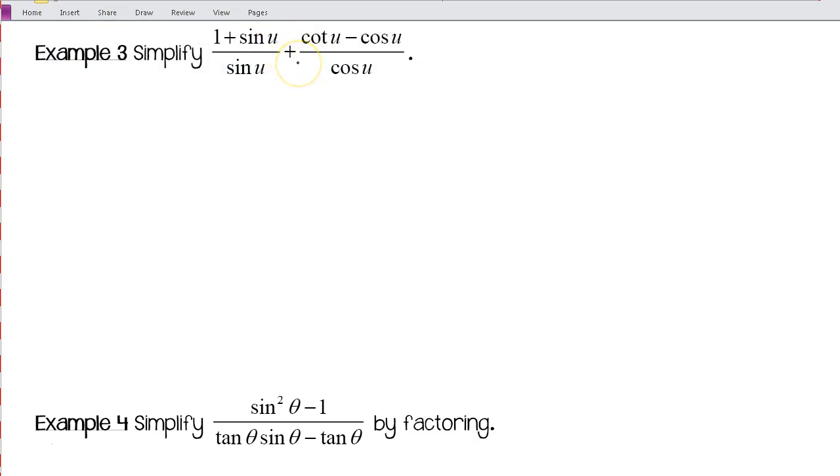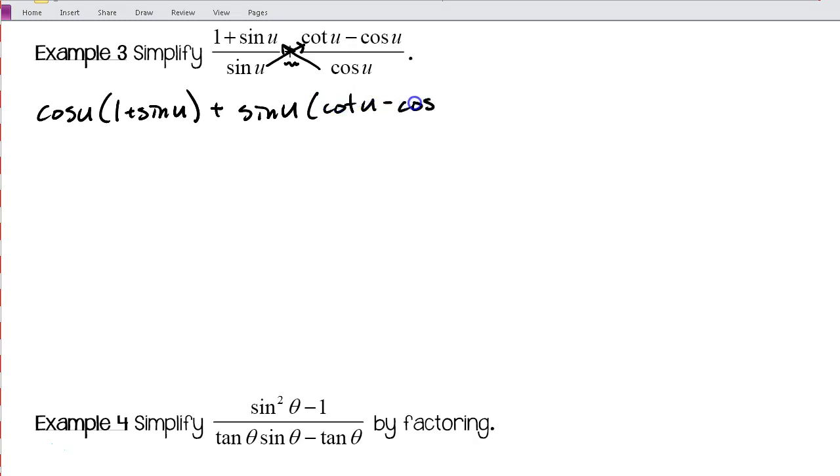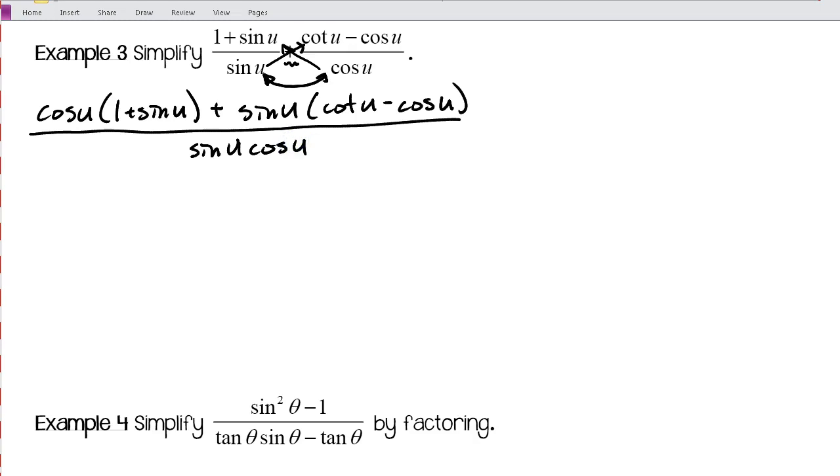So what I do is I'm going to multiply up and to the left first. So this would give me cosine u times 1 plus sine u, plus, because I have plus in the middle here. Then I'm going to multiply up and to the right. So I've got plus sine u times cotangent u minus cosine u, and then my common denominator is just multiplying these two, sine u, cosine u. Okay, so that's just a shortcut for adding these.